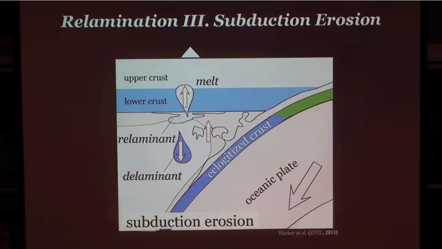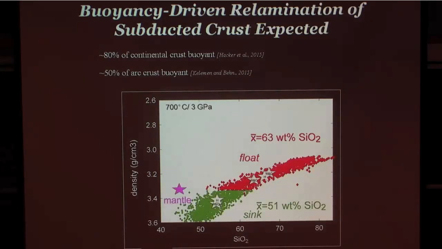Third type of relamination would be subduction erosion. So I would basically use the same exact arguments to say that most of the material that's being ablated from the hanging wall up here and being carried down is positively buoyant and should underplate the hanging wall. Maybe I've made that point enough.